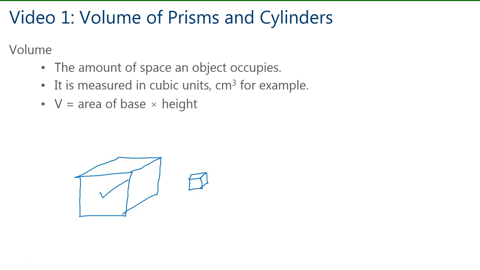Now, the units are measured in cubic units, so centimeters cubed, for example, if all the side lengths were measured in centimeters. Now, the way we calculate volume is we find the area of the base. Now, the bases we'll be dealing with are either square or rectangle, a triangle or a circle, and then you multiply that by the height. That will give you the volume.